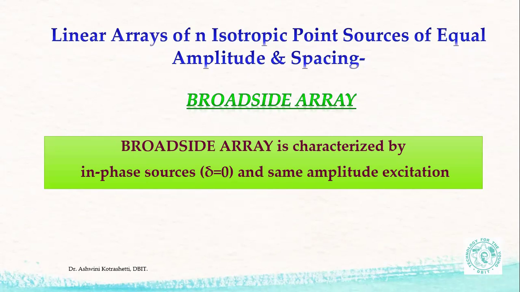So even if I take n elements, I will get broadside. What do you mean by broadside? The beam is perpendicular to the plane containing the array. Are you understanding? The beam will be perpendicular to the plane containing the array. When does that happen? When you feed the elements in the same phase and same amplitude, and of course that the separation is less than lambda. Okay, that we have understood. That is broadside.